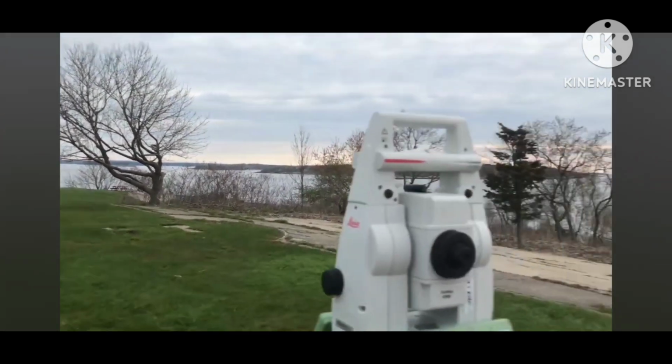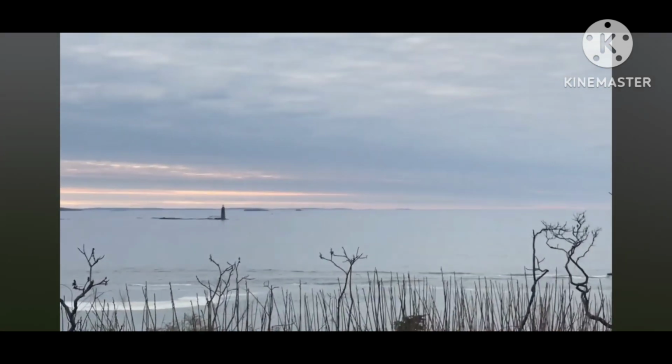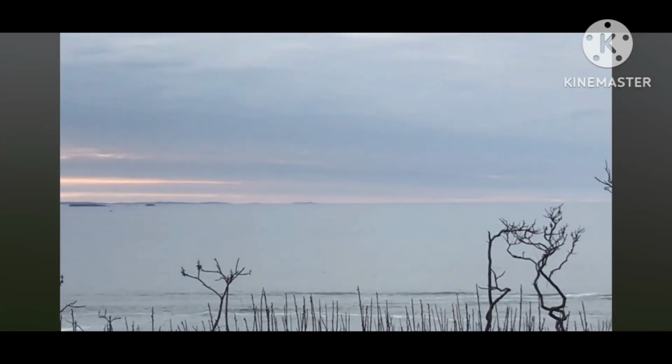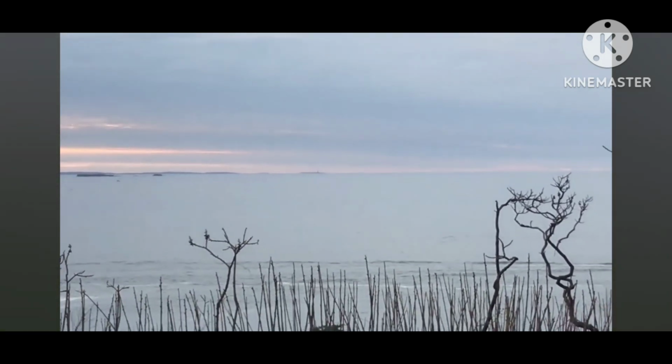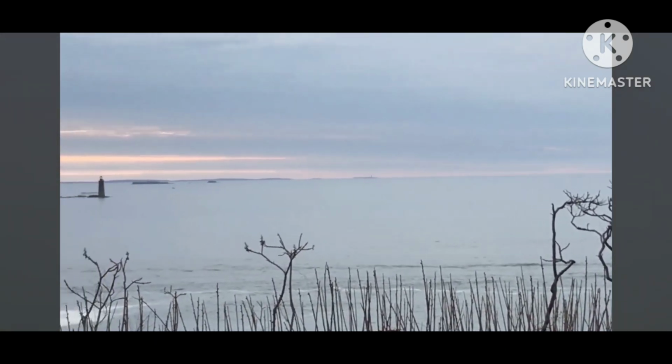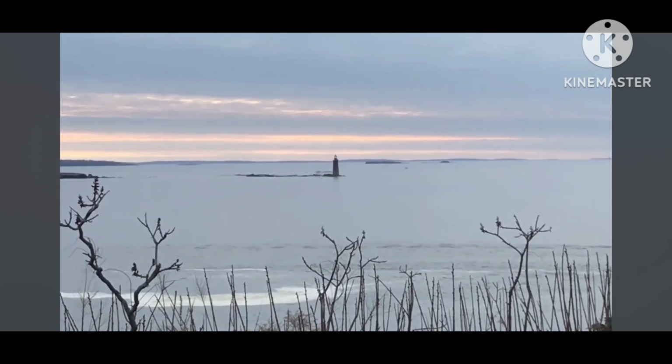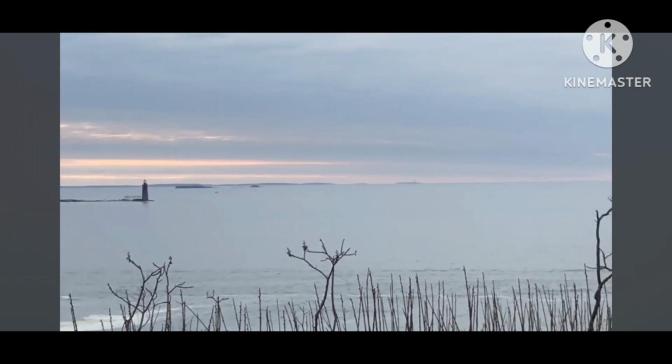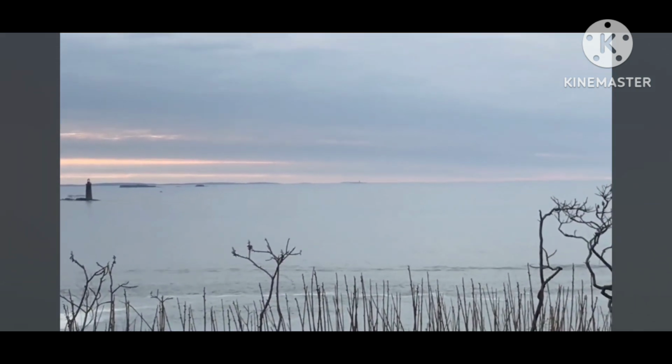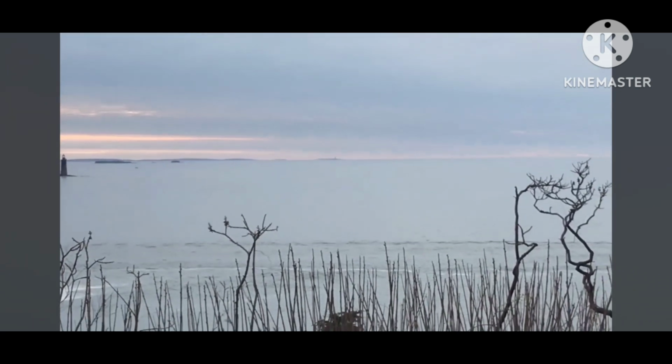And then I'm going to turn to Halfway Rock, which is there in the center of your screen, hard to see. I'm going to take measurements of the light tower and the boathouse next to it. I may take some measurements of Ram Island Ledge Light right here. And then there is another lighthouse just beyond Halfway Rock I'm going to get some measurements on as well.